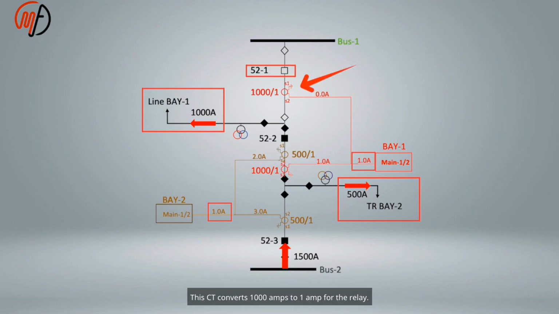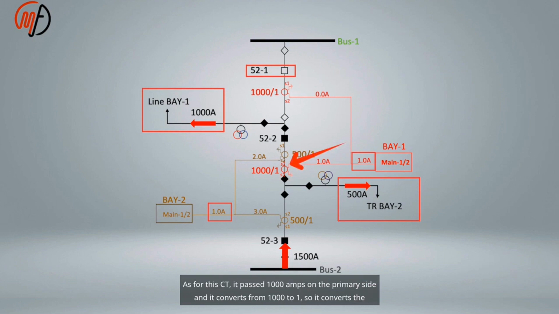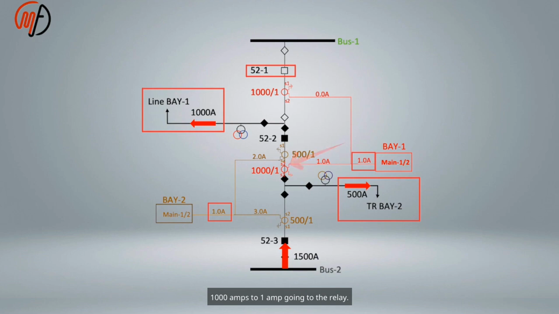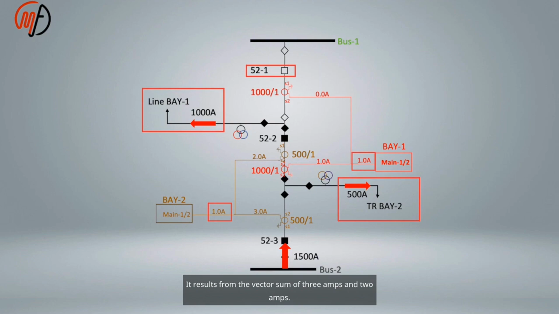This CT converts 1000 amps to 1 amp for the relay. The 1 amp to P2 relays is from 3 amps and 2 amps. As for the CT, it passed 1000 amps on the primary side and converts from 1000 to 1, so it converts the 1000 amps to 1 amp going to the relay. The 1 amp going to the P2 main relays is the result of the vector sum of 3 amps and 2 amps.